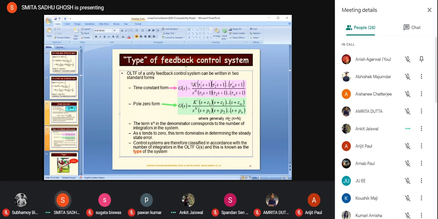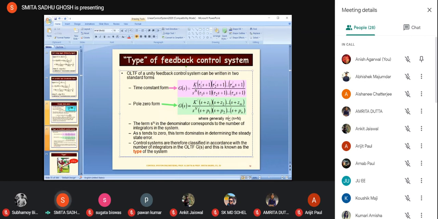If you have a system, when will the 1 by s be there? Integration. Very good, yes. So there is an integration present. One integration would amount to 1 by s, double integration 1 by s square, and so on. So s to the power of n, that capital N over here, actually denotes the number of integrators which are present in the system, right? And basically, the term s to the power of n in the denominator corresponds to the number of integrators in the system. And basically, this capital N is what we call the type of the system.